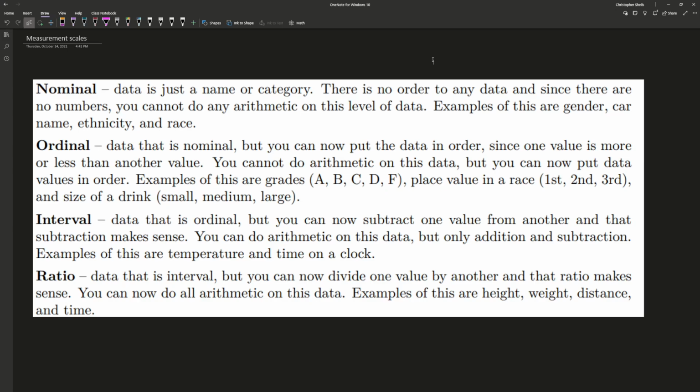Interval data is data that's ordinal, but now you can subtract one value from another, and that subtraction makes sense. You can do arithmetic on this data, but only addition and subtraction. So examples of this are temperature and time on a clock.